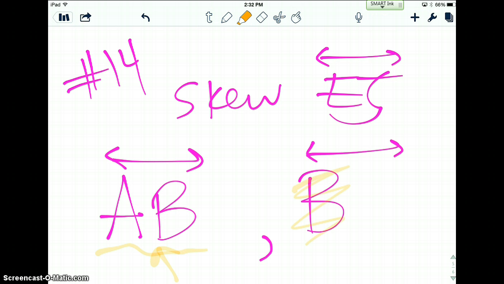How about BG? EJ and BG would not be skew. Why? Because they're parallel to each other, meaning they exist on the same plane. There is a plane that we can make, even though you don't see it, that would make those two lines parallel. Okay, so your only other option is BH. BH does not exist on the same plane as EJ, and they are not parallel. They don't intersect. They won't. So it has to be BH.